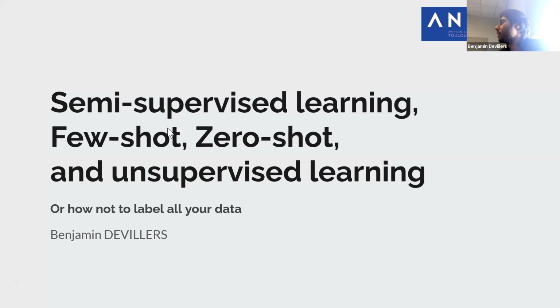So today we'll talk about semi-supervised learning, few-shot learning, zero-shot learning, and unsupervised learning. All of those terms are probably new. But just as a quick recap, last week we talked about computer vision and in particular image classification, so how to classify images. This lecture will be a bit more abstract.